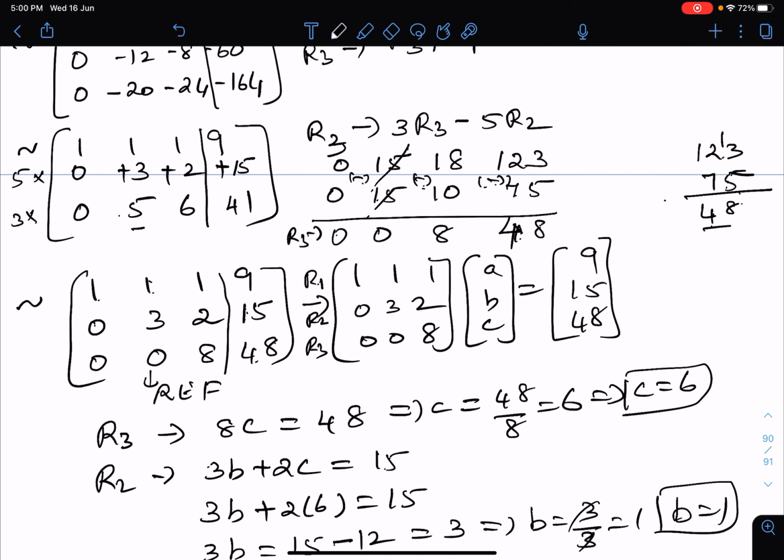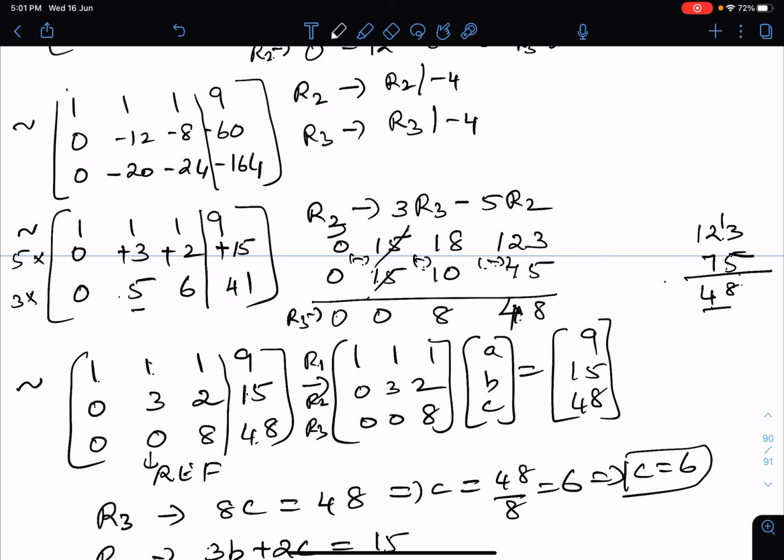Okay, this is a repeated step in Gaussian elimination method. As you practice these examples and exercise problems, you will get used to it, and it's very easy and interesting to do this.